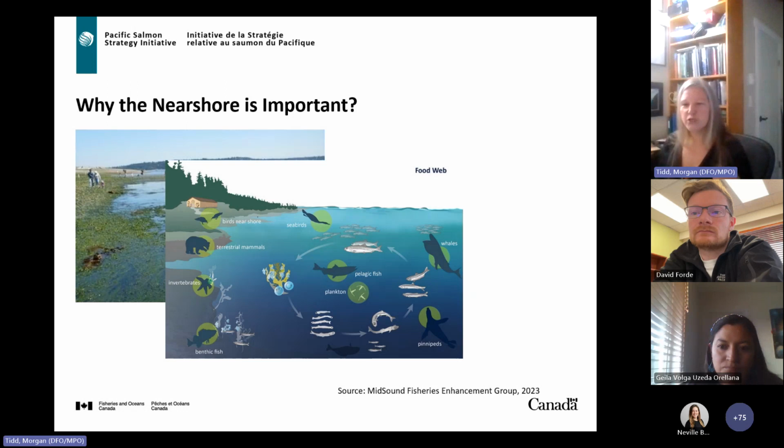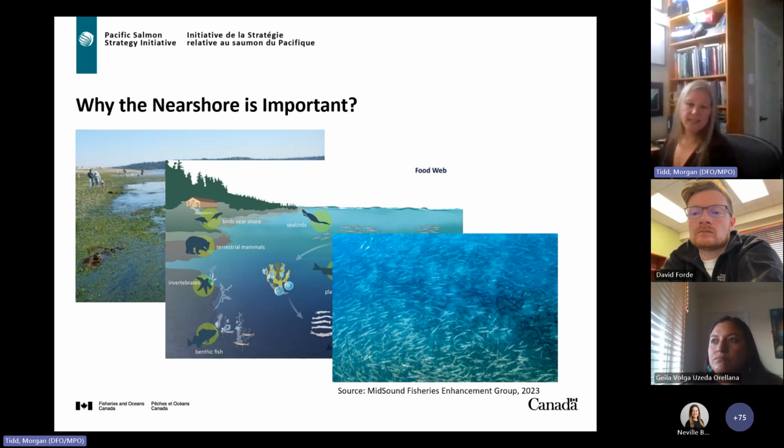Estuaries also flush nutrients from marshes into the nearshore, which supports the forage fish that adult salmon eat on their return trips to spawn. Many other species also benefit from healthy nearshore habitats and food webs as well. And then also forage fish spawning, which we talked about with some of our restoration examples.